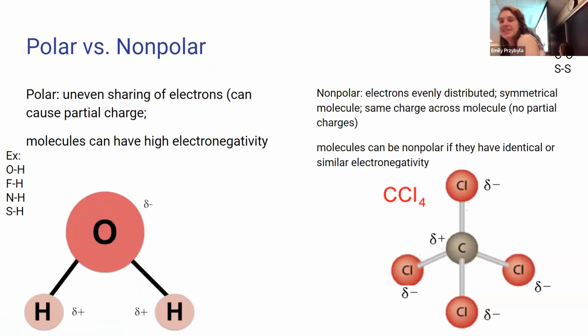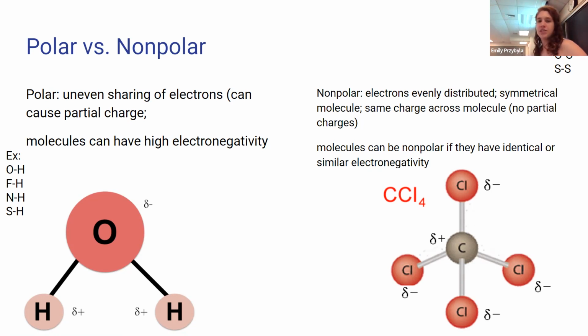So polar versus non-polar. We're getting into a little bit more of the chemistry. Polar is the uneven sharing of electrons. So this is looking at electronegativity. I don't know if anyone remembers chemistry, but if you look at a periodic table, fluorine is at the top. Fluorine is the most electronegative, and then it goes diagonally down. So molecules with high electronegativity are going to be your fluorine, your oxygen, your nitrogen, your sulfur, versus hydrogen, which has a very low electronegativity.